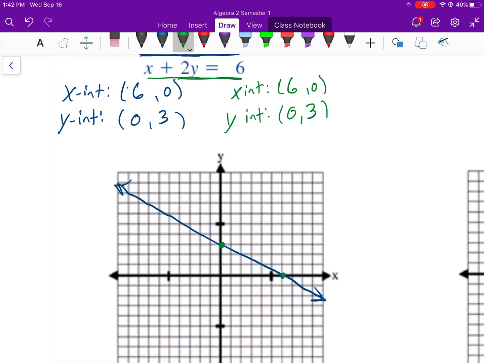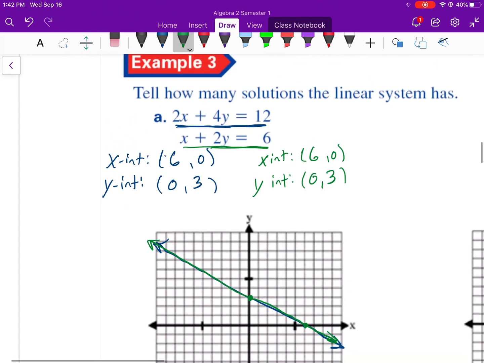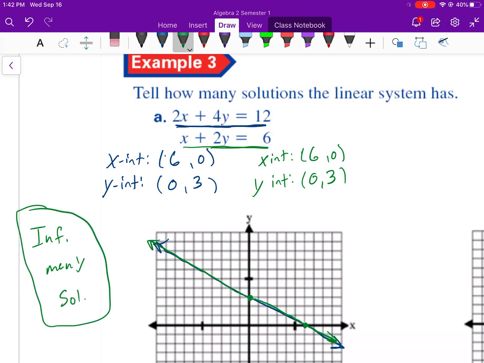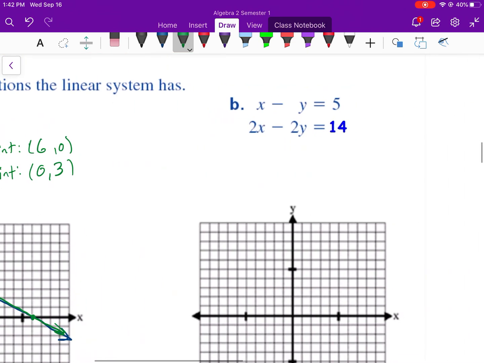And what you notice is we got the 2 exact same x and y intercepts, meaning these are the exact same lines. So in that case, this is where we have infinitely many solutions due to it being the same exact line. Those lines are intersecting constantly throughout the whole line. Okay, so moving on to the next one then.